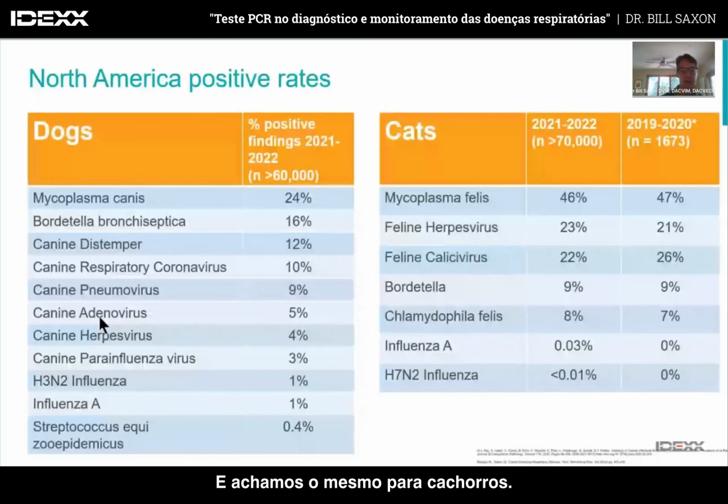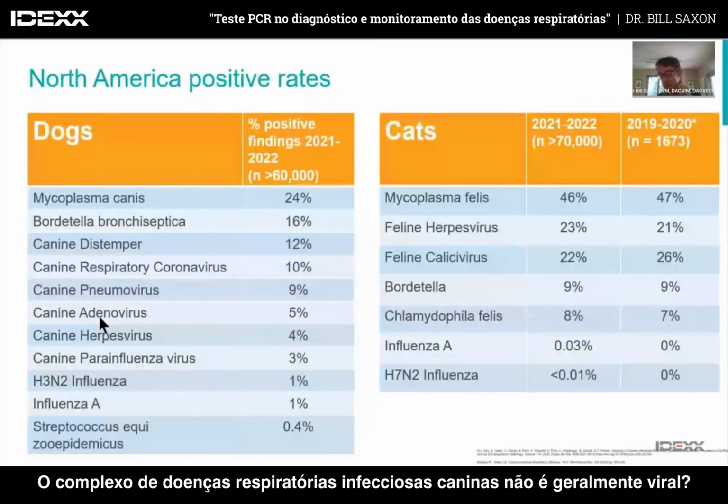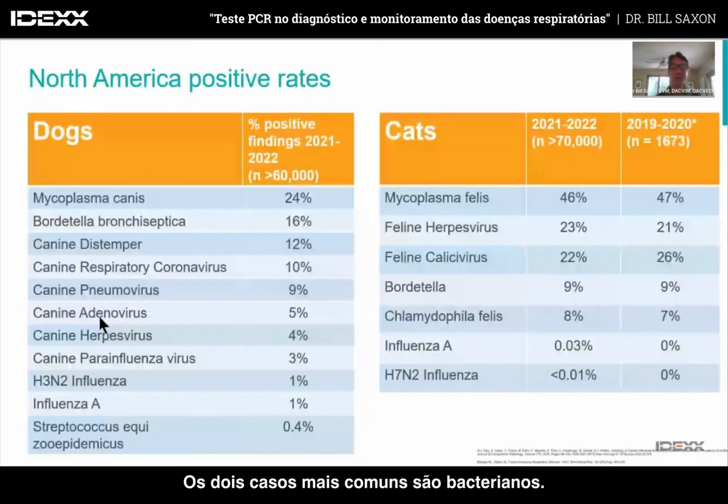And we think that in dogs, same thing. It's their canine infectious respiratory disease complex, usually viral. Is it? The two most common are bacteria, right? So this allows us to really think about, are these mycoplasma really significant? Are they the ones we should be thinking about?